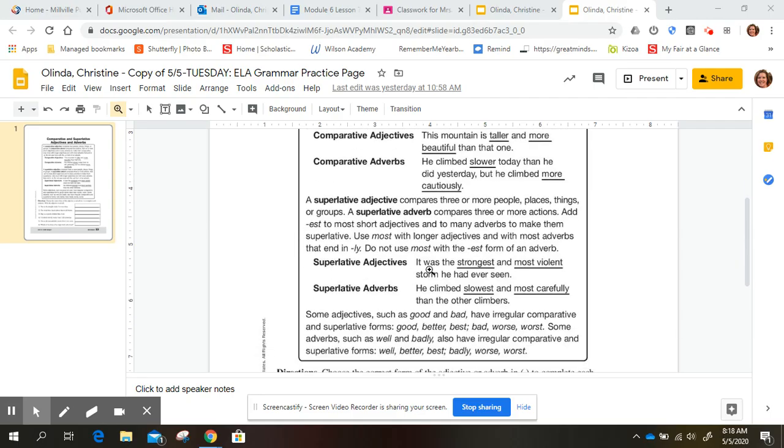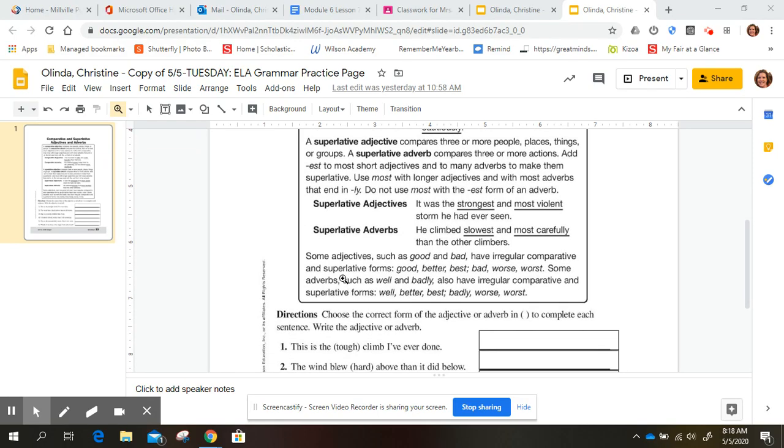Superlative adjectives. It was the strongest and most violent storm he had ever seen. So we don't say violentest, we just say most violent. Superlative adverbs. He climbed slowest and most carefully than the other climbers.